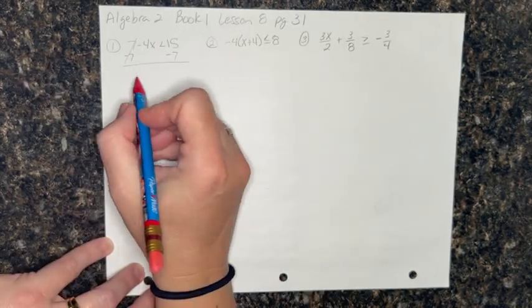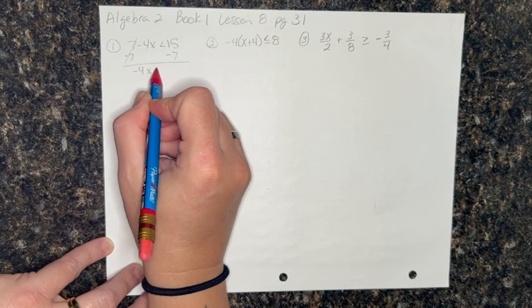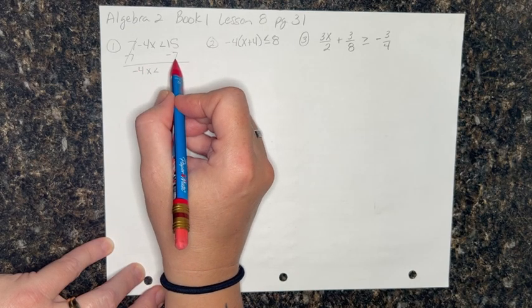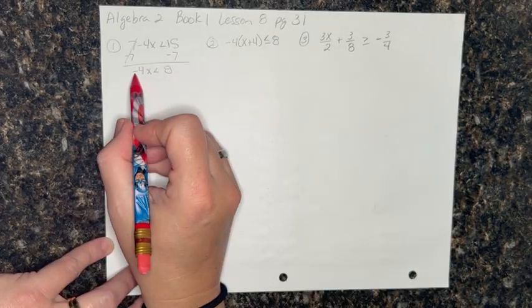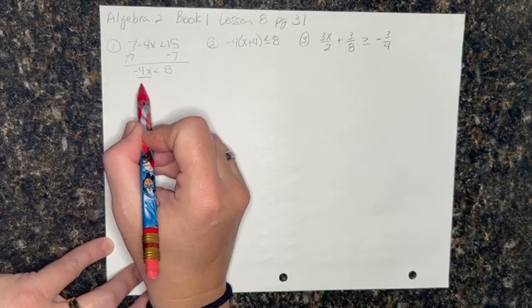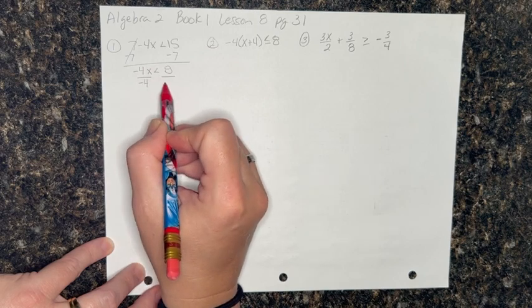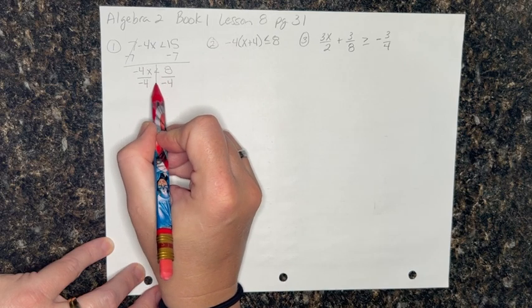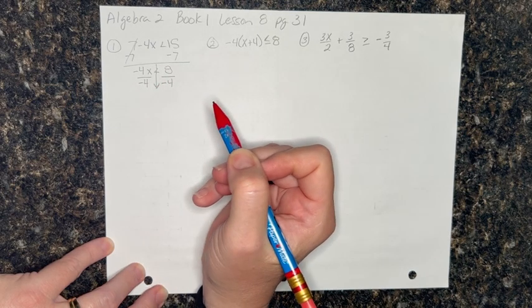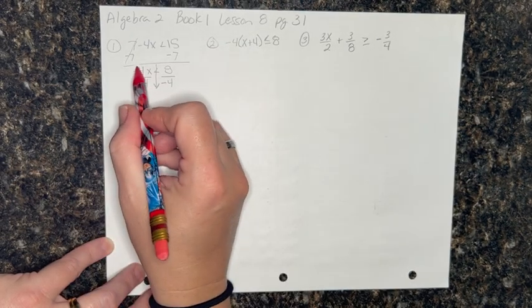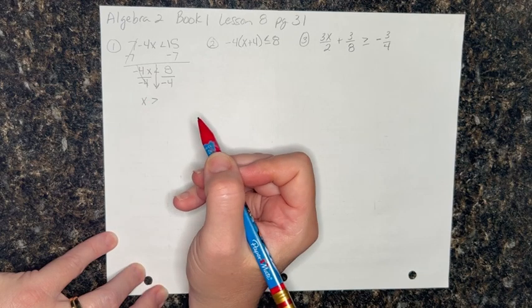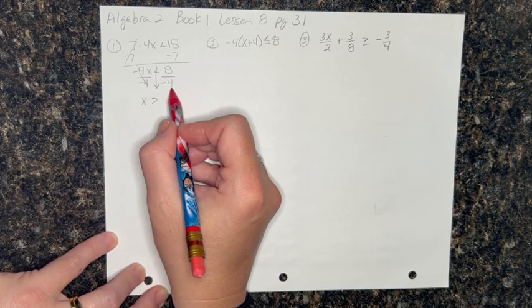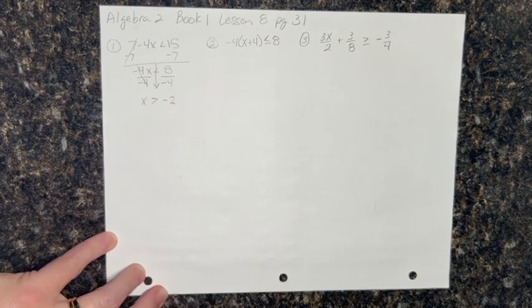7 minus 7 is 0. So we have negative 4x is less than 15 minus 7, which is 8. Now, negative 4 is being multiplied by x. We are going to do the opposite and divide both sides by negative 4. When I do that, I've got to change my sign. Okay? Negative 4 divided by negative 4 is 1. X is now greater than 8 divided by negative 4, or negative 2.